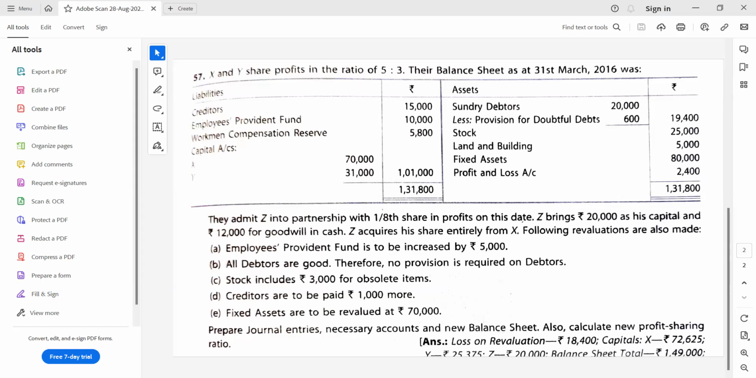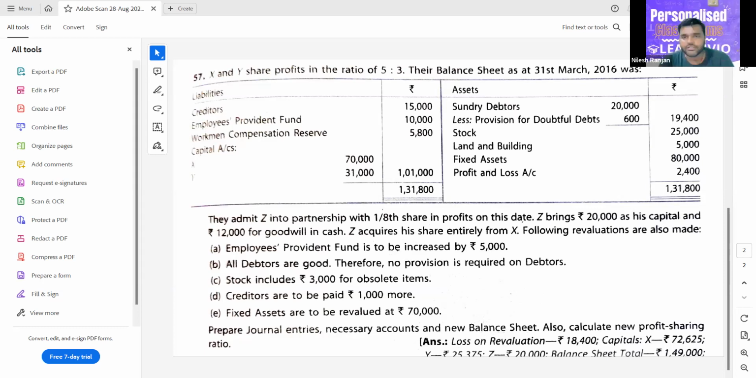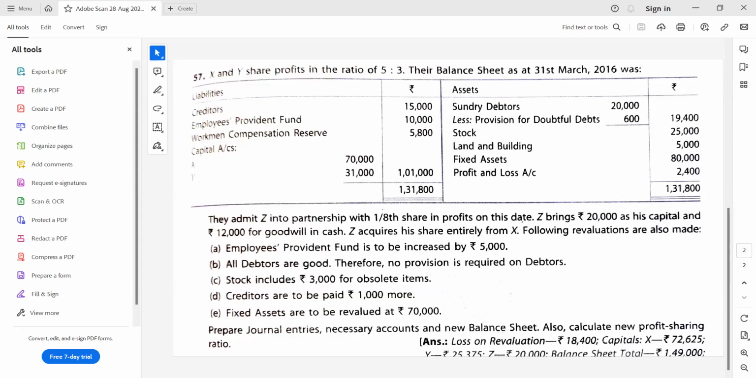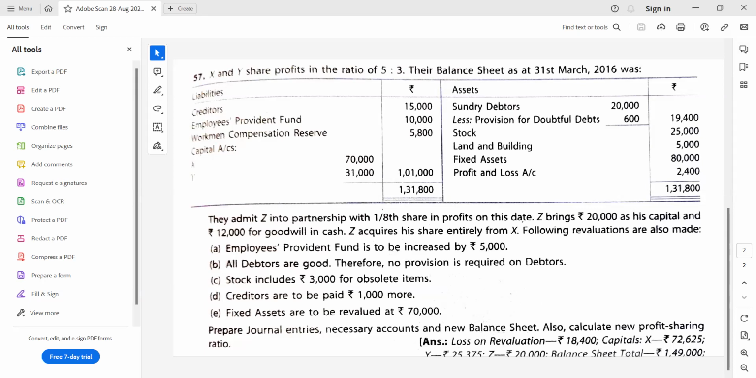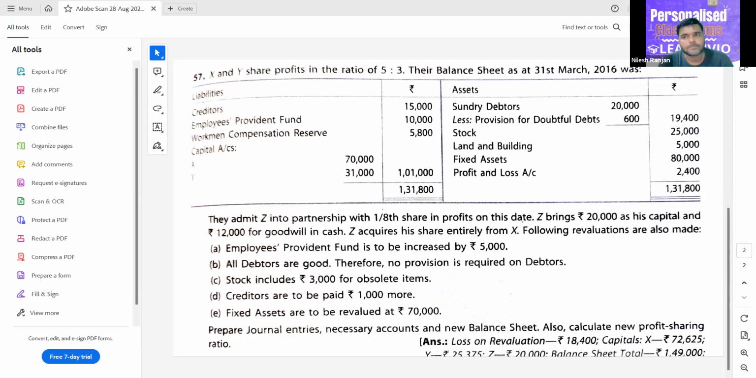All debtors are good. Therefore, no provision is required on debtors. There is a provision of 600 already made on debtors, and now it is not required. Means we don't have to make a provision for loss, so it is a profit for us. It will be written on the credit side. I missed that.